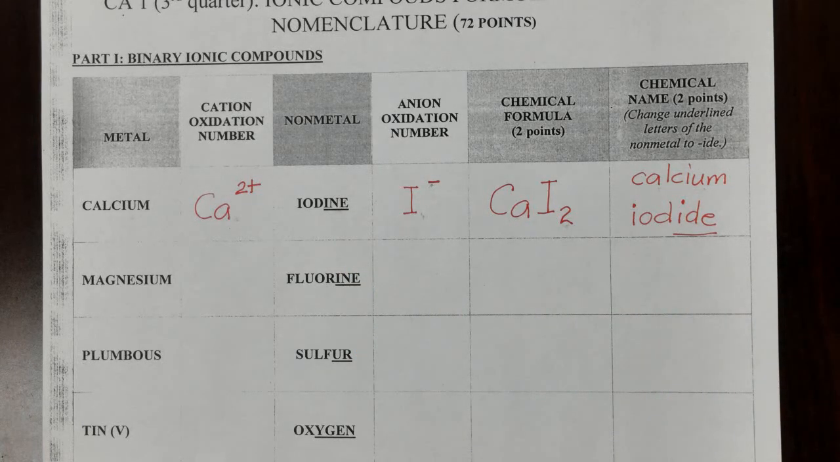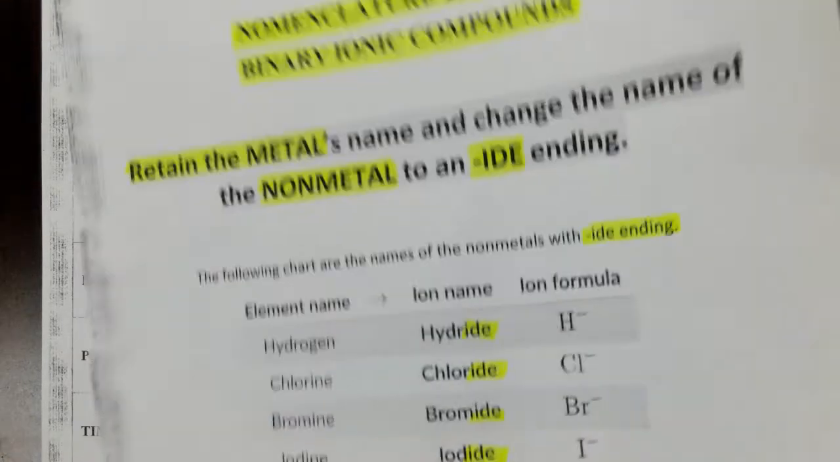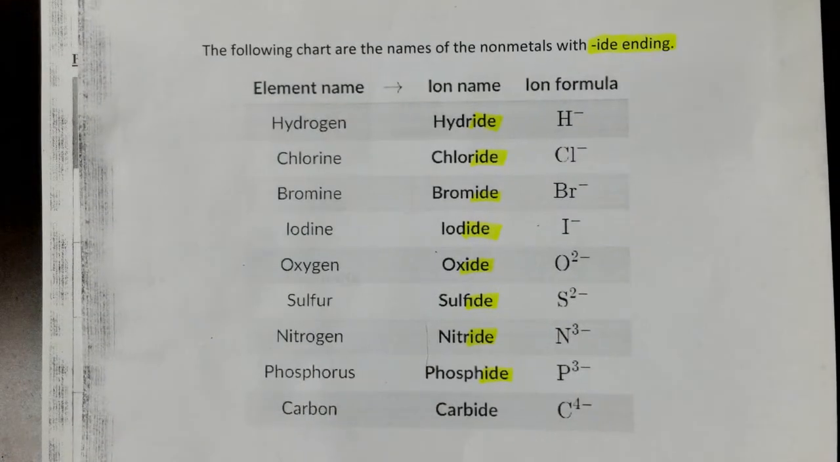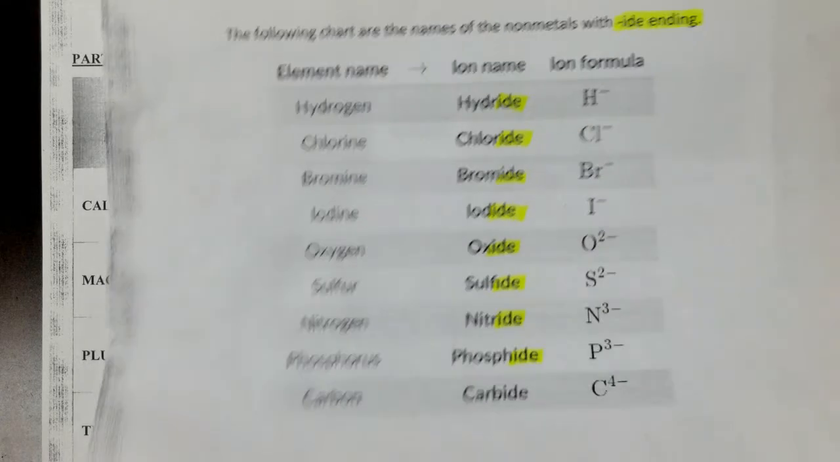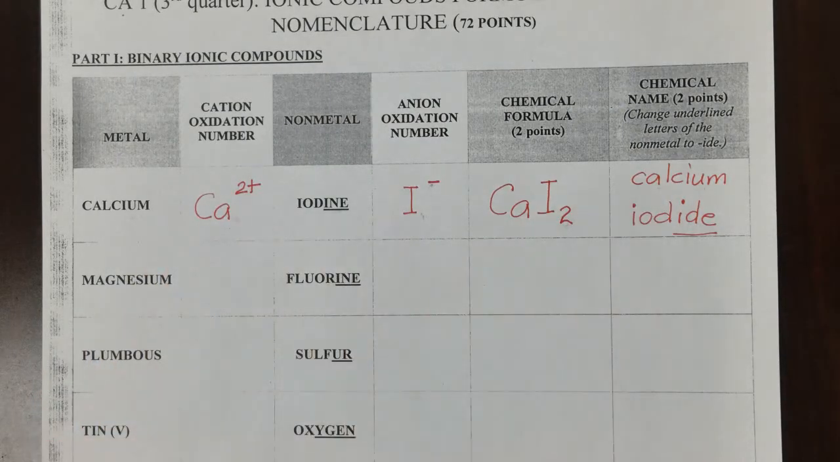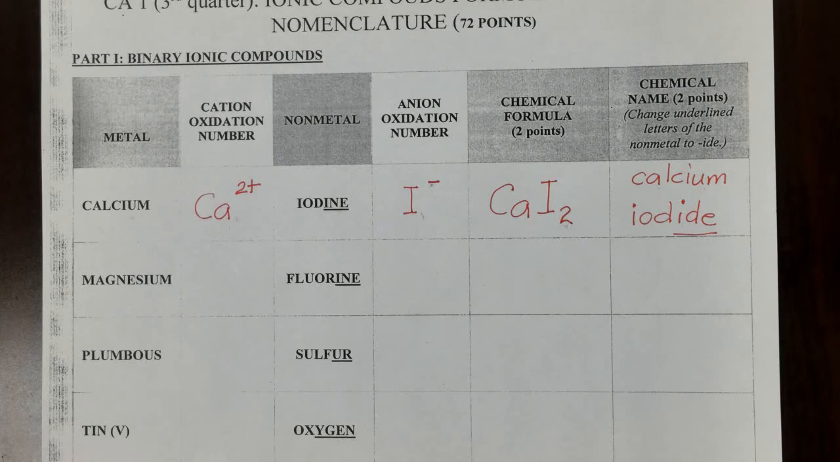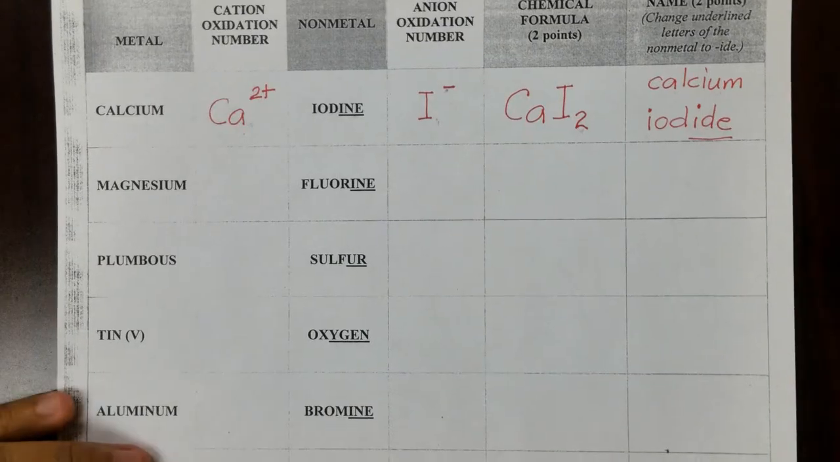And I gave you a guide yesterday on how to write the IDE ending. So this is your guide for the IDE endings. If you have not copied this, please make sure that you have that in your notes. Okay? So these are the IDE references for the non-metal. Do we have any questions for the first item? If there's none, we will proceed. Let's proceed to the second item.